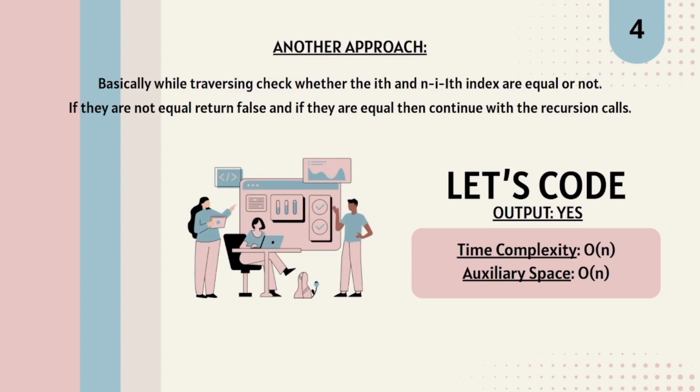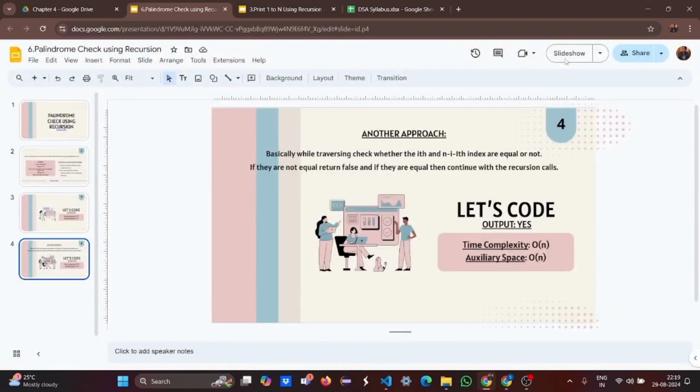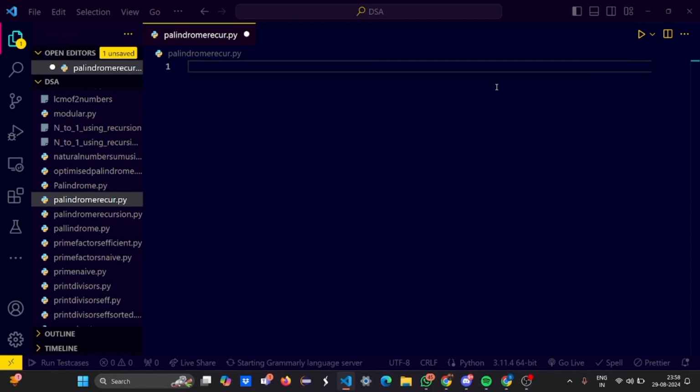What's another approach? Now what we are going to do is check whether the ith and n minus ith index are equal or not. If they are not equal, you have to return false, and if they're equal, then you continue with the recursion calls. That's what you're going to do here. Don't worry, when we write the code, you will get to know. So the time complexity is big O of n, and auxiliary space here also is big O of n because we're using simple recursion call stack. So now let's move to the coding section, and let's see the optimized version of the code that we wrote in the previous one.